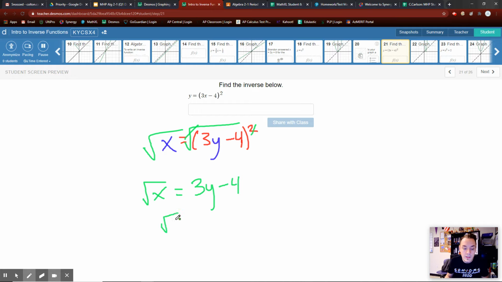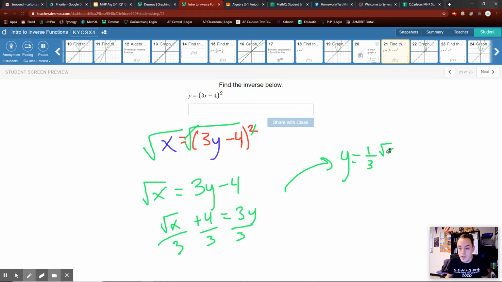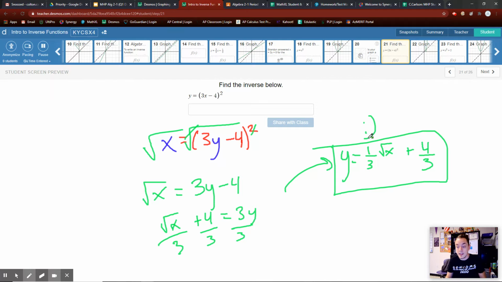So minus 4, plus the 4 over, I have square root of x plus 4, and then this is 3y. I divide by 3, divide by 3. So what is my y? My y equals 1/3 square root of x, and then plus 4 all over 3. This is my inverse. Really nasty, but still an inverse. I want you to finish the rest as much as you possibly can.